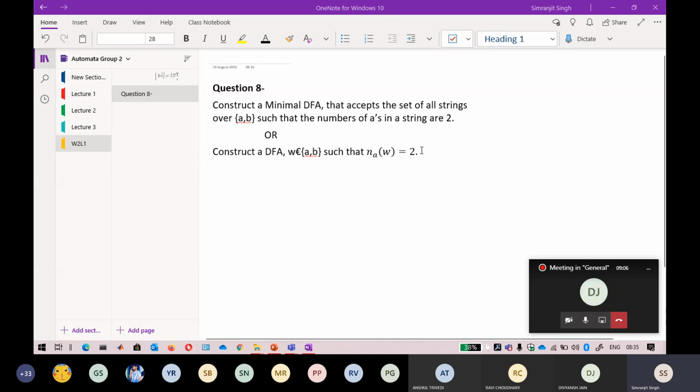Please try to solve this question, and please post your screenshot in the chat box.